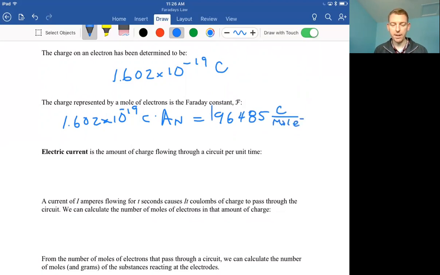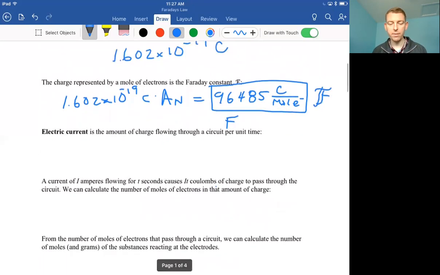And this is Faraday's constant, which we've been using all along, but this is why we call it Faraday's constant, because he was the guy doing this work. Often you'll see this as a fancy F, but given how unreliable this screen has been so far, we're just going to keep writing it as an F. Okay, so now we have the charge on a mole of electrons.